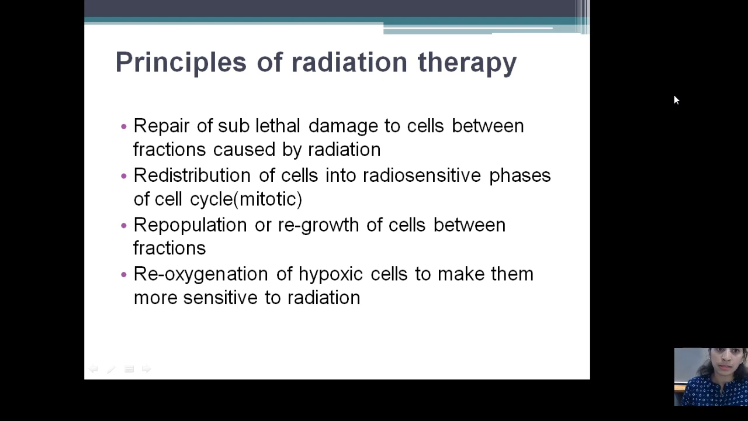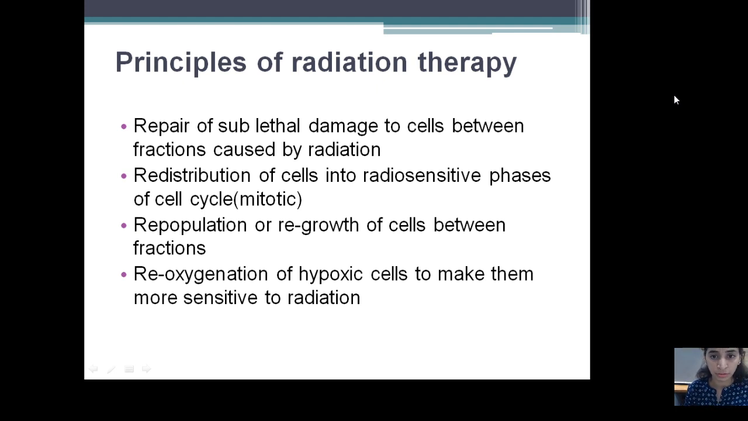So repair is the repair of sublethal damage to the cells between fractions caused by the radiation therapy. Redistribution of cells into radiosensitive phases of the cell cycle. We are dividing the radiation into different fractions so that we can redistribute the cell phases. If the patient is undergoing radiotherapy today, the cells will be in a certain state. If the patient is undergoing radiotherapy tomorrow, the cells will be in a different phase of the cell cycle.